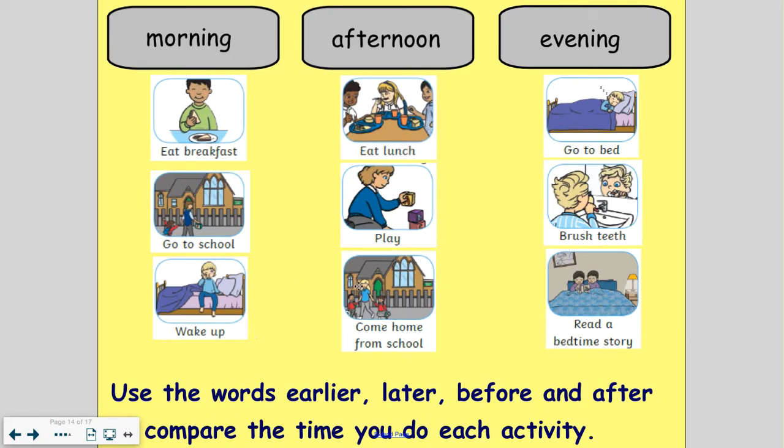Now that you've ordered them like I have and sorted them, I have another challenge for you. I've said in the morning I would do these activities. I'd eat my breakfast in the morning, I'd go to school in the morning, and I would wake up in the morning. In the afternoon I'd eat lunch, I'd play, I'd come home from school. And in the evening I'd go to bed, brush my teeth and read a bedtime story. But this isn't the order I would do each thing in. Now I'd like you to look at each group and put the events in order.